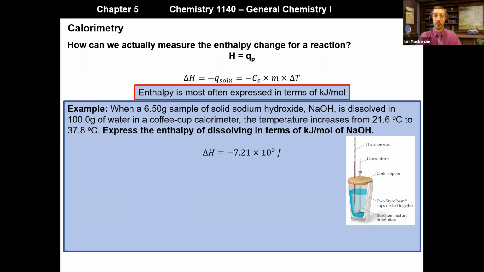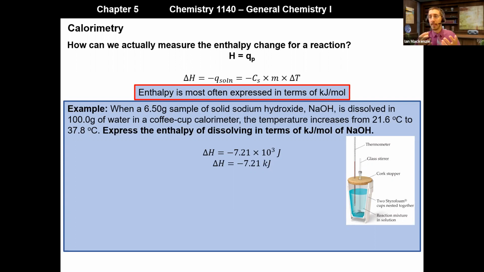Our delta H was negative 7.21 times 10 to the third joules. We can convert that to kilojoules fairly easily. 1,000 joules in a kilojoule, you do the conversion, and it's just negative 7.21 kilojoules. Now, the per mole, well, what is it per mole of? It's per mole of sodium hydroxide. It's not per mole of water, it's per mole of sodium hydroxide.